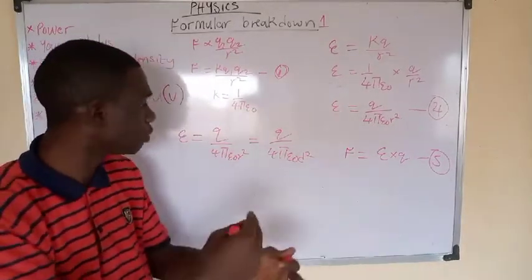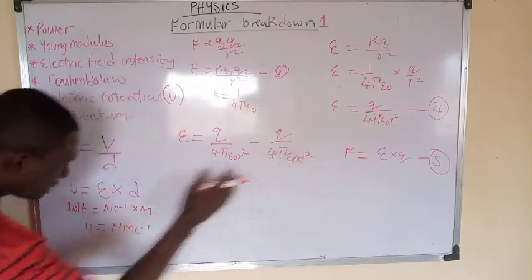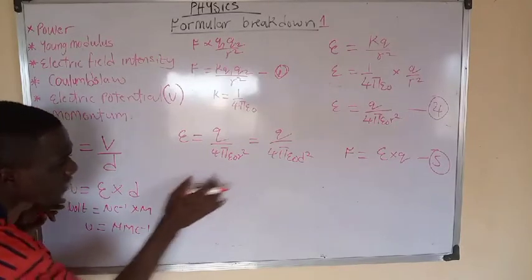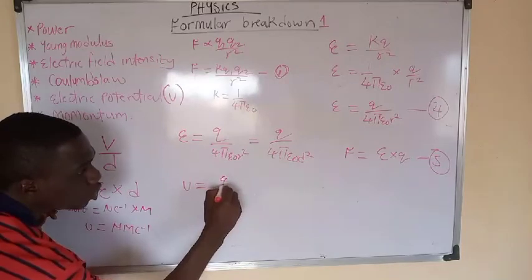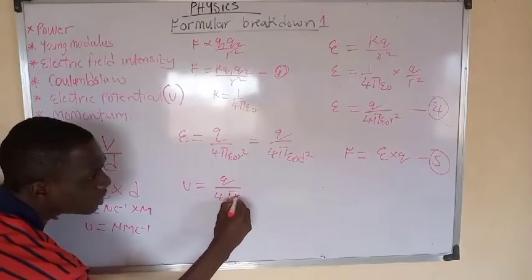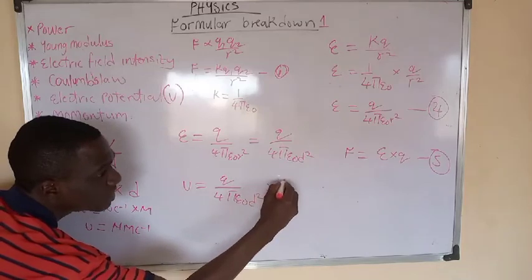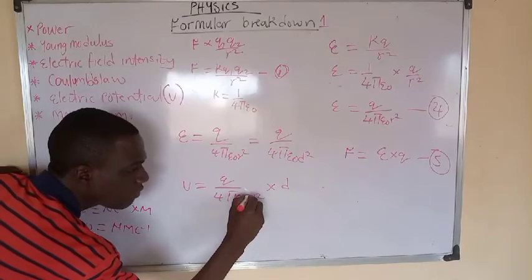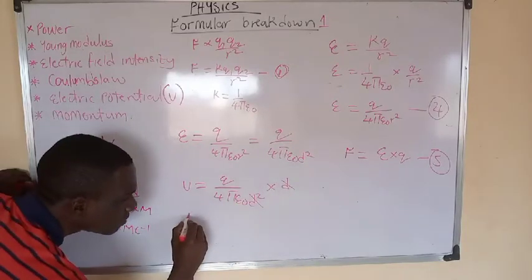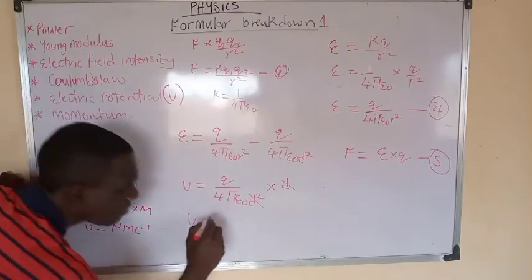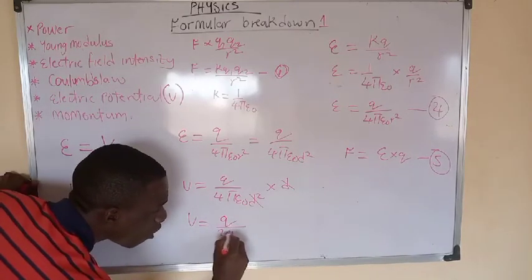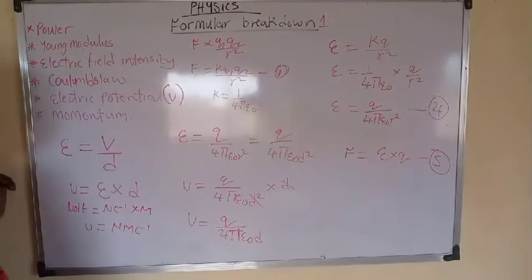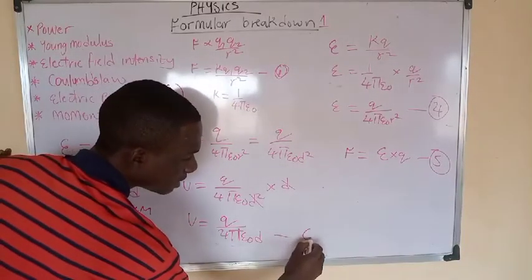So if I bring this formula and put it inside this one here, my V equals, instead of writing E, I'll write Q over 4 pi epsilon naught D squared times D. Now, D squared means D times D, so one of the D will cancel one of the D here. That means my V, which is the electric potential, will finally be given as Q over 4 pi epsilon naught D. So we can call this equation 8.